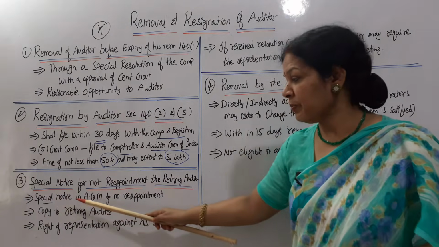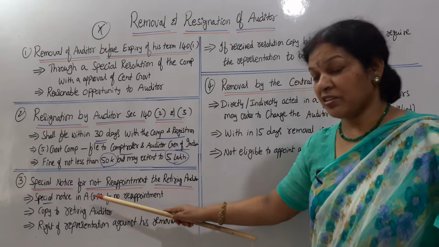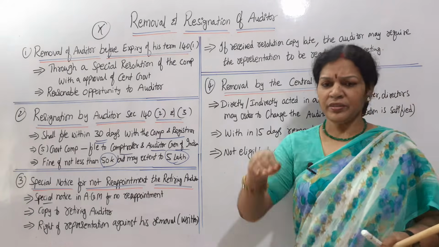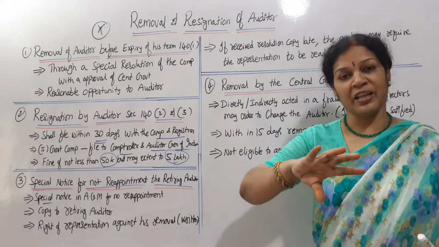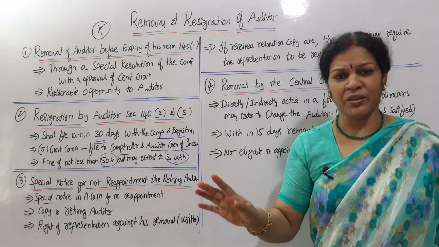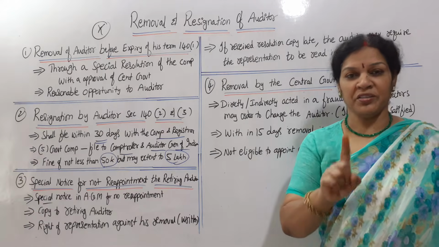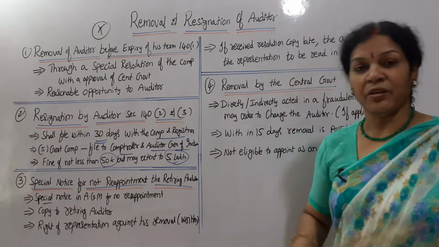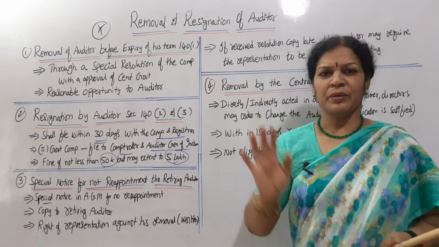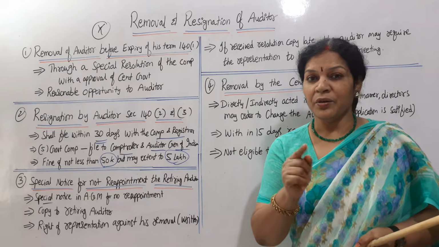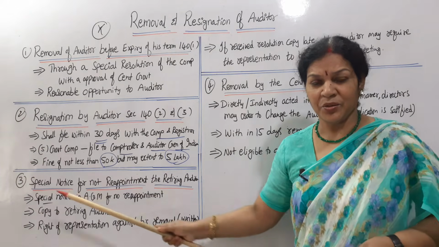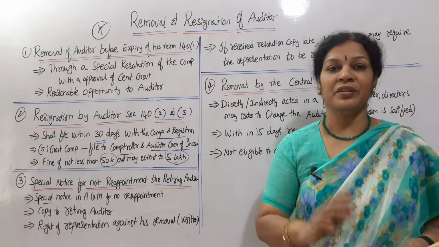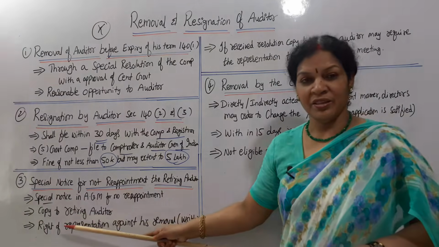In the first point we are talking about special notice in the annual general meeting for no reappointment. In the annual general meeting they will discuss and have a special notice or special resolution: we do not want any reappointment of the same auditor. This is the first point, remember. After that, a copy goes to the retiring auditor. Whoever is retiring, give him a copy of the resolution already taken, so that the auditor also has clarity that there is no reappointment. That copy will be given to the retiring auditor, second point.